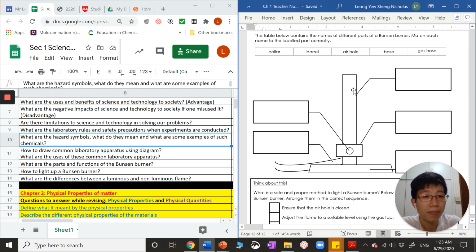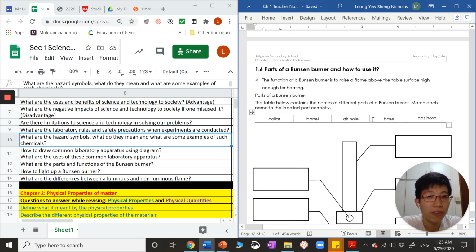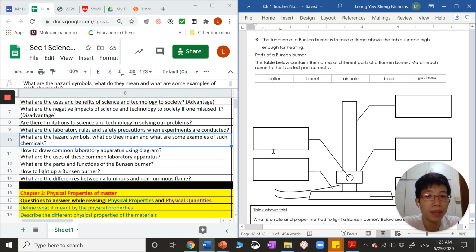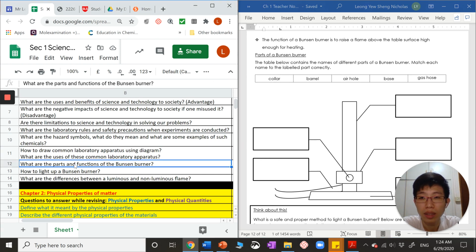Okay, so this is a Bunsen burner. We have learned how to light it up step by step, and what the different parts of this Bunsen burner are, which is this question here. What are the parts and functions of the Bunsen burner? A Bunsen burner is basically used to light up and heat something. So you need to know how to light up a Bunsen burner.